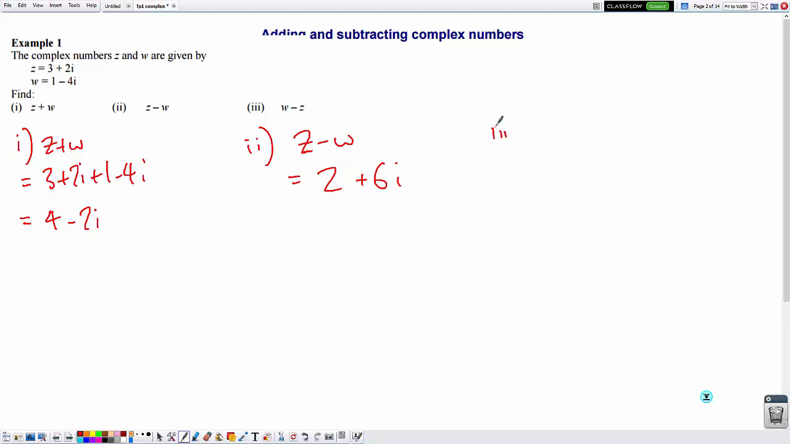And part 3, w minus z, well, it's 1 minus 3, which is, so w minus z is 1 take away 3 is minus 2. Minus 4 minus 2 is minus 6. Done. Adding, subtracting, very easy.